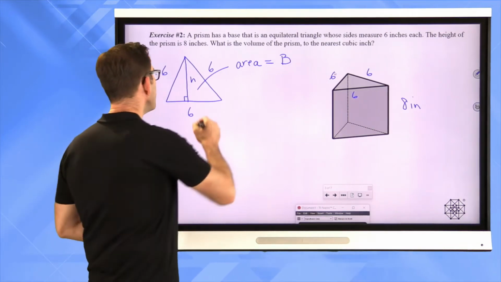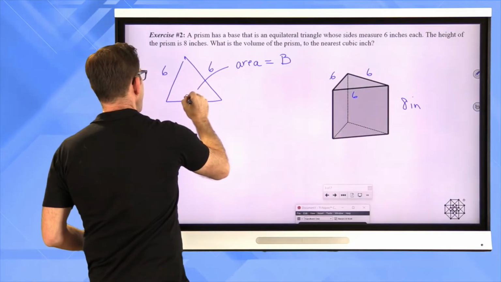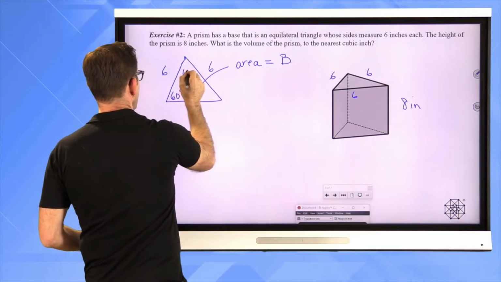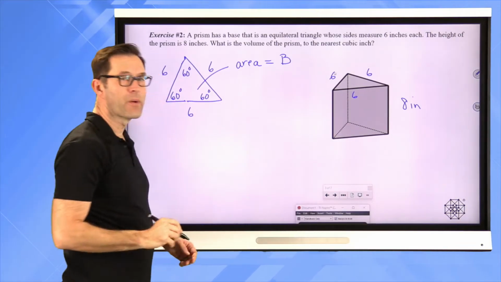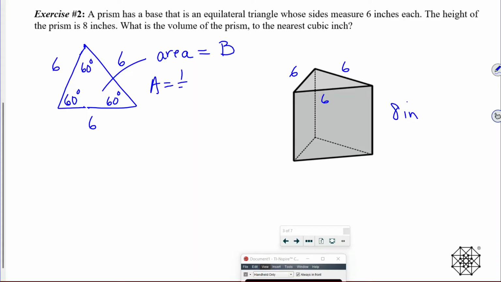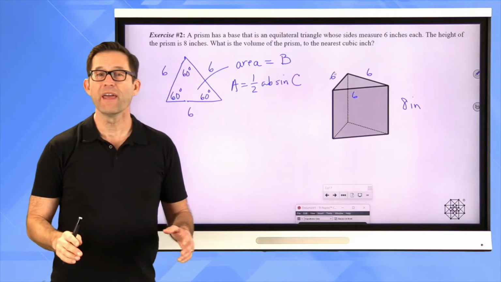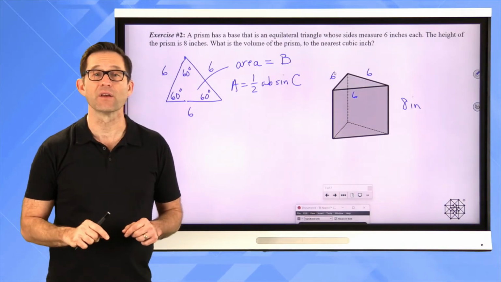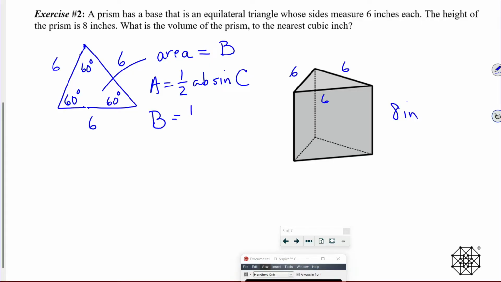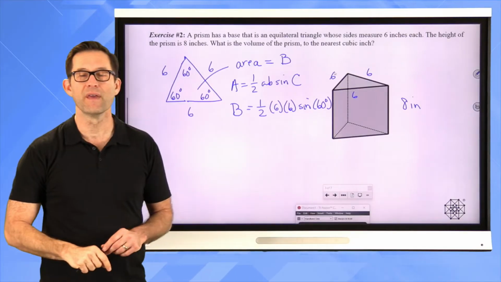But there is actually a slightly faster way, as long as we remember that an equilateral triangle has angles that are all 60 degrees. If we remember that, then we can use the formula that says the area of a triangle is 1/2 AB times the sine of C, where A and B are any 2 side lengths and C is the angle that's included between those 2 side lengths. So in this case, I'll use big B. My area of my base is going to be 1/2 times 6 times 6 times the sine of 60 degrees. That's going to be the area of my base.